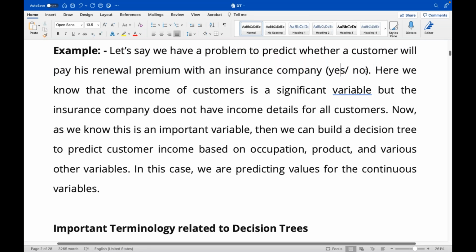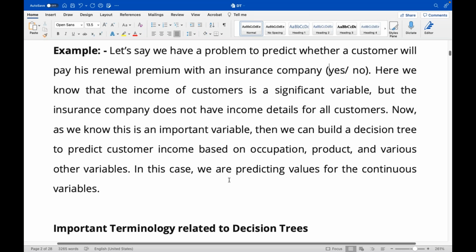So here the target variable, yes or no, is a categorical variable. Here we know that the income of customers is a significant variable, but the insurance company does not have income details for the customer. Now we know this is an important variable, so we can build a decision tree to predict the customer income based on occupations, products, and various other variables.